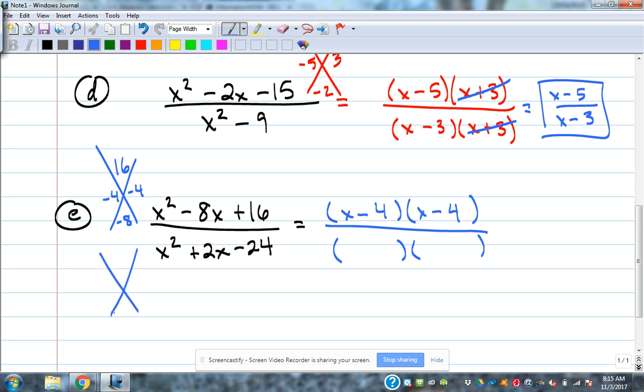Denominator. Yeah, multiply to be negative 24, add to be 2, that's 6 and negative 4. So that'd be x plus 6, x minus 4. How many x minus 4s can cancel? Well, how many are there on top? And how many on the bottom? 1. So it's a 1-to-1 cancellation. So this one can only cancel 1. Okay? So that leaves this guy up top. So the x minus 4 in the bottom can only cancel one of the x minus 4s in the top. So we're left with x minus 4 over x plus 6.